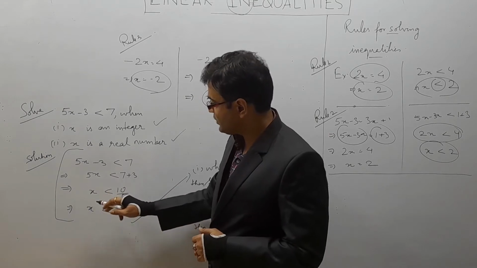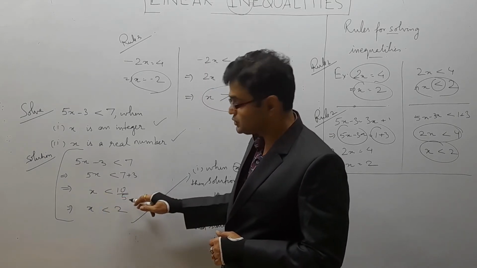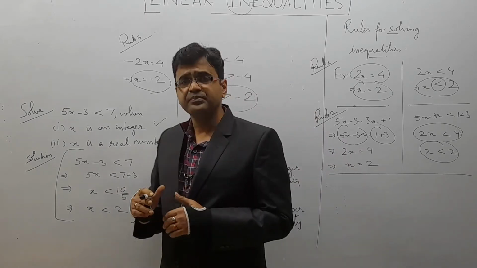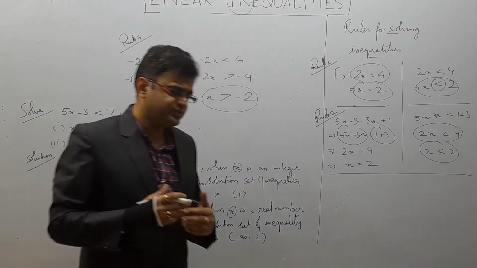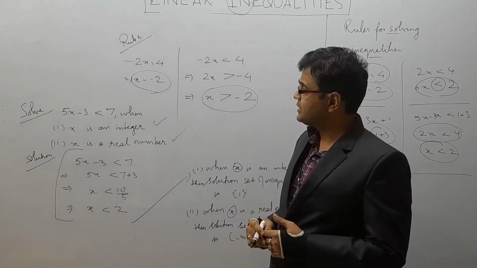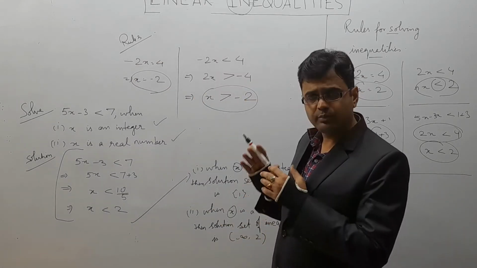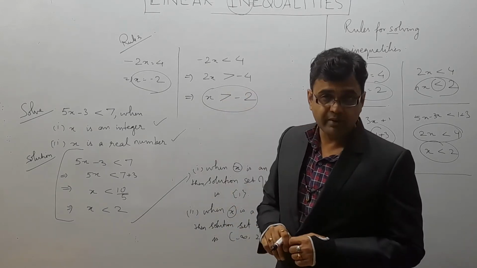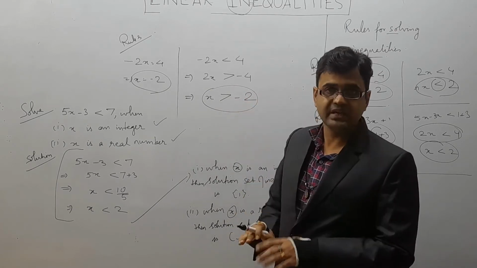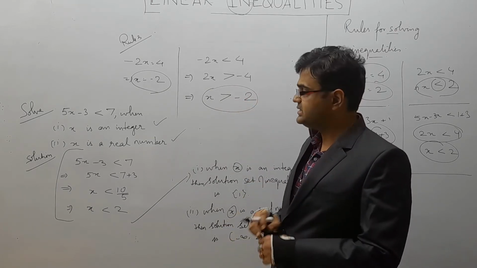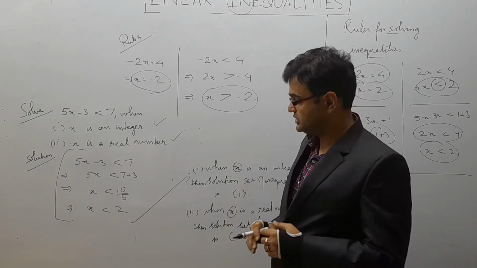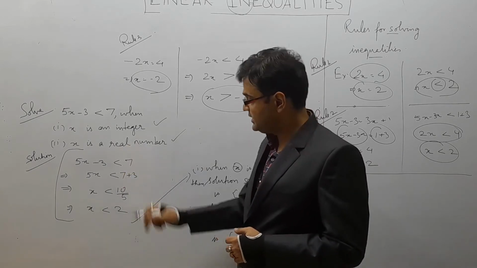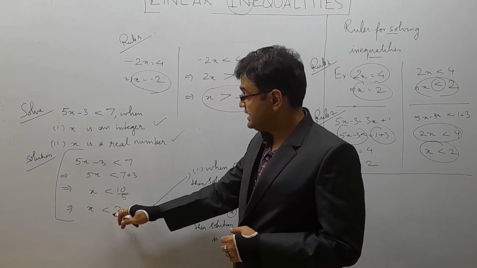So actually it is 5x is less than 10, and then this 5 comes to the RHS. So x is less than 10 by 5, just as we solve an equation. That's why I am talking again and again about equations, because we are very familiar with solving equations. We have to apply the same rules here. Only in one case, when we have to divide or multiply by a negative number, then we have to reverse the sign. Remaining every single step is the same as we do in case of equations. Just as we solve an equation, we will solve this inequality, and finally it comes x less than 2.